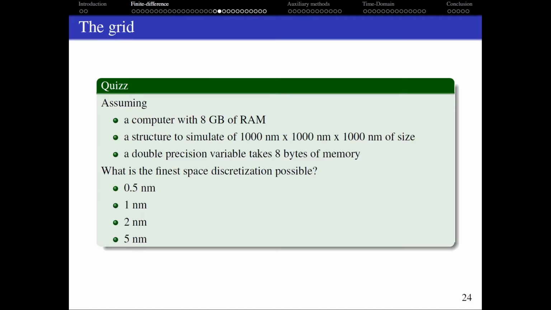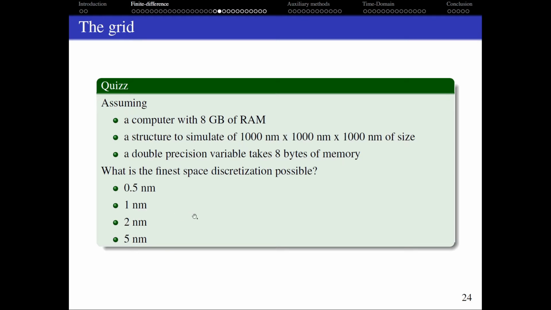Okay, now we have a discrete world because we are going to discretize space, and it has implications. So here is an example of what to expect. Let's say we have a standard computer with 8 GB of RAM, and we want to compute something that is 1 micron in size. It is a cube that is 1 micron by 1 micron by 1 micron. And let's assume that a double precision variable takes 8 bytes in memory. What is the finest discretization that we can use here so that everything fits in the computer memory?